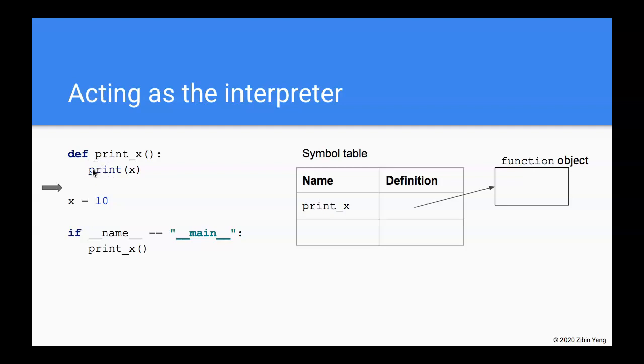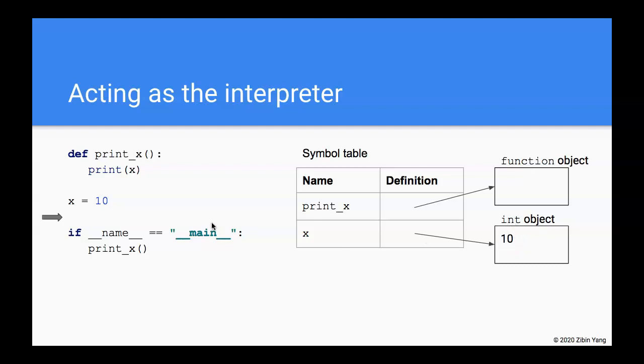And that's what happens with the function definition. It doesn't actually execute any code inside the function. It only adds the function object to the symbol table. All right, and we go to the next line, which is x equal to 10. As I would expect, it adds the name x, and maps x to an integer object that contains the value 10.